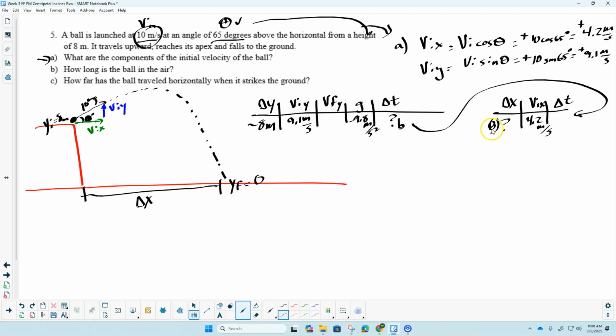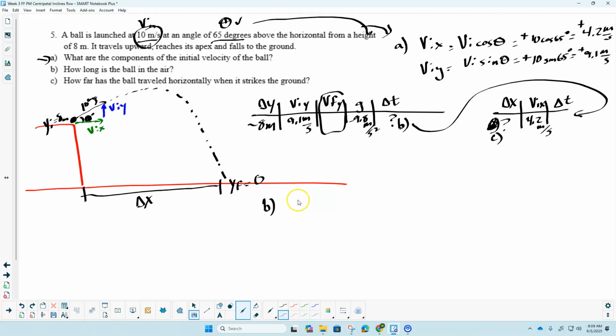In part C, because A was up here. So part B, we're looking for the time. Part C, we're looking for the displacement horizontally. So for part B, I want the equation without Vfy. So we could do that.